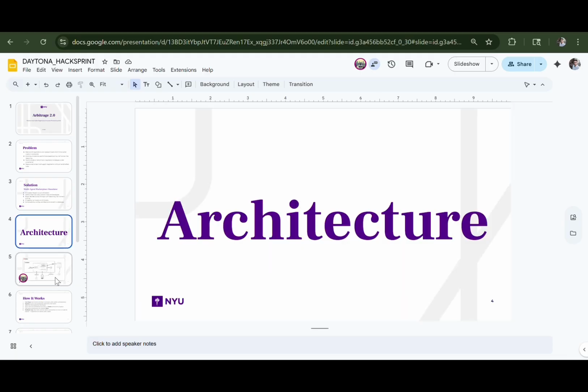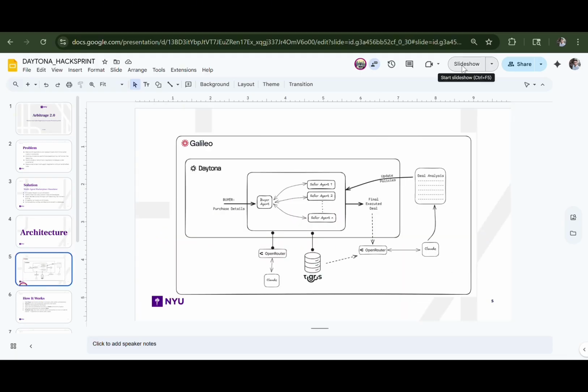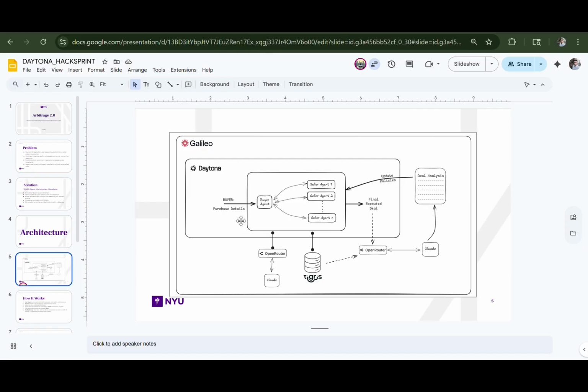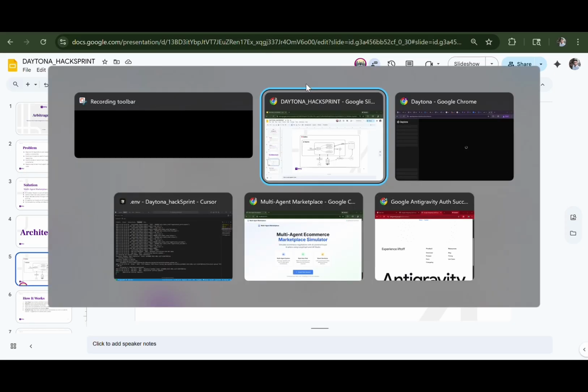So let's jump in directly to the architecture. This is the architecture where buyer agents negotiate on your behalf with all the seller agents in the market. We basically create chat rooms for them to negotiate where all the negotiations from the seller's point of view are masked from each other. So let's move to the demo.